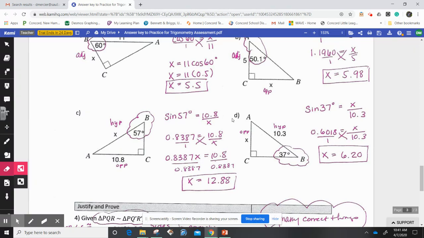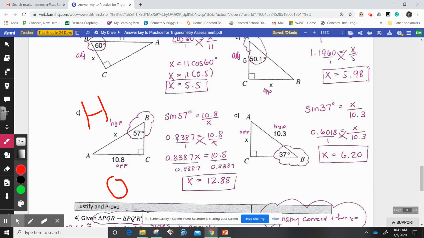See part C. Okay, so you have the opposite, you want the hypotenuse. So that's the O. Oops, so that's going to be O. The O and H, so that's going to be SO or sine. So the sine is going to equal the opposite over the hypotenuse. The sine is 0.8387. Type that right in your calculator, put it over 1, and then you're going to do the whole cross multiplication.